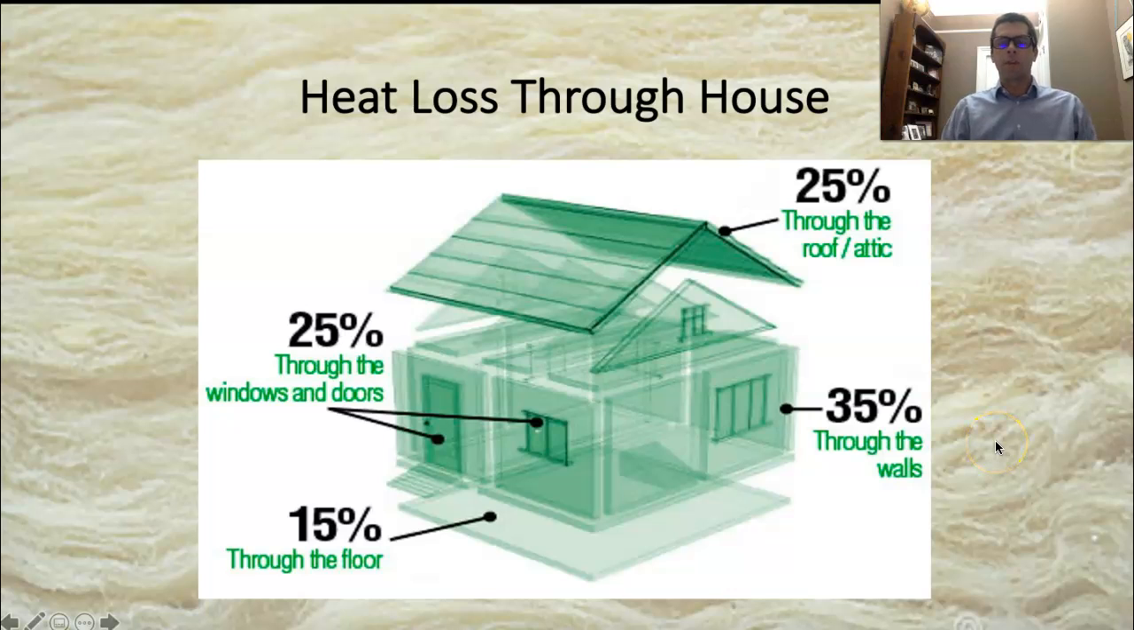So here's a little diagram that I think is helpful. This is kind of a generalization, but it shows percentages of where you're going to lose heat through your house. The biggest one on this diagram, and I've seen diagrams that break this down a little differently, is 35% through the walls. I would say with exterior insulation, this would be dramatically reduced, because we're eliminating every single one of those thermal bridges.